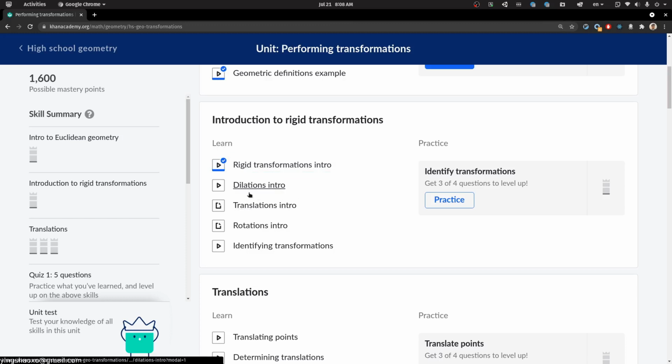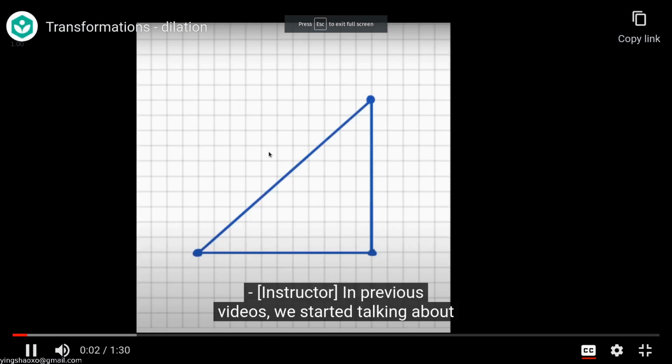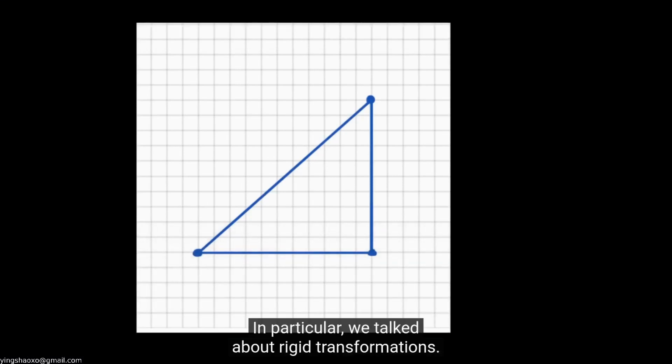Well, there's another definition called dilation. What is that word? In previous videos, we started talking about the idea of transformations. In particular, we talked about rigid transformations.